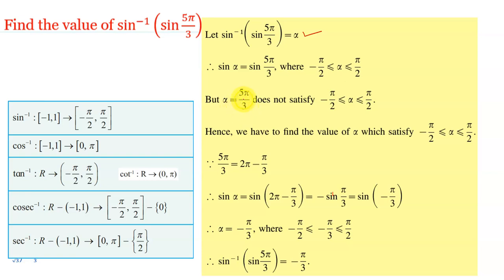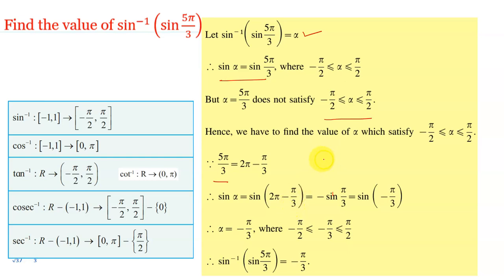But this 5 pi by 3 does not lie in minus pi by 2 to plus pi by 2. Therefore, 5 pi by 3 can be written as 2 pi minus pi by 3. And if we simplify this, then you will get like this. Okay. Therefore, now this sine of alpha is equal to sine of 2 pi minus pi by 3.